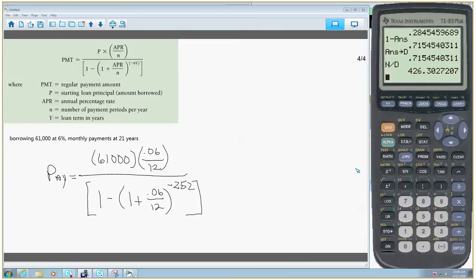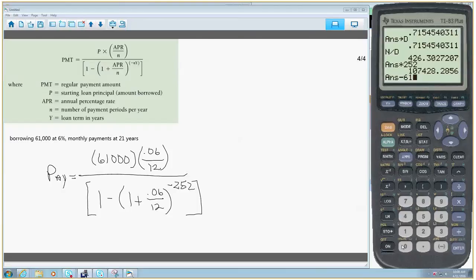So, how many payments is that? Well, you got the payments right here. 252 payments. So let's see how much we really paid for the 61,000. So we can be depressed. Times 252. How much did we pay for that $61,000 loan?